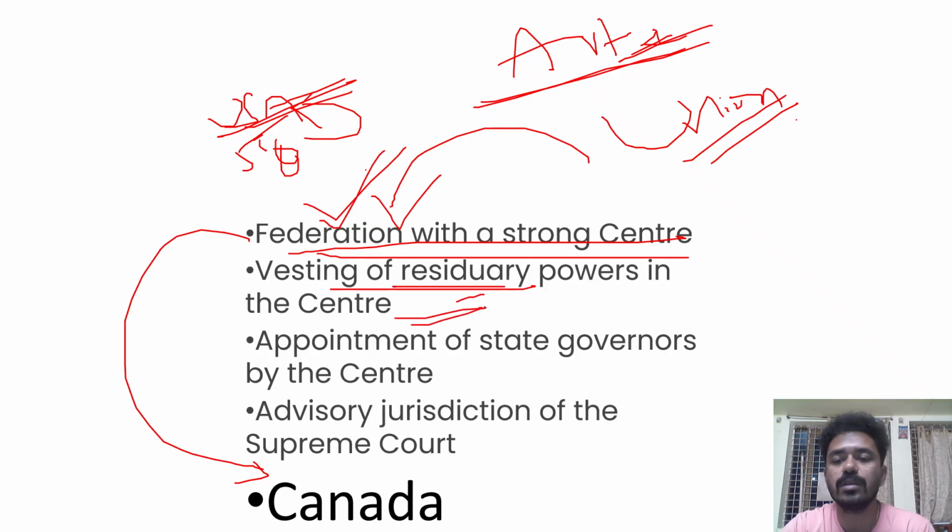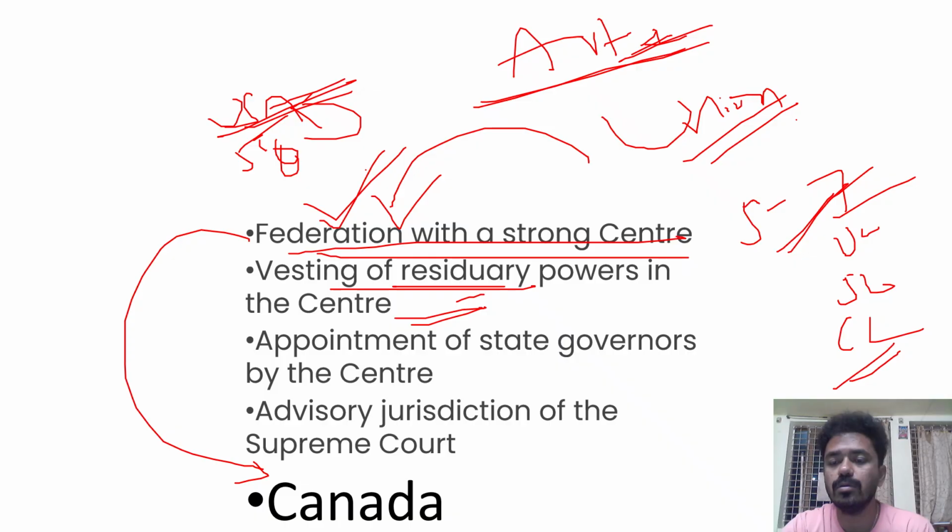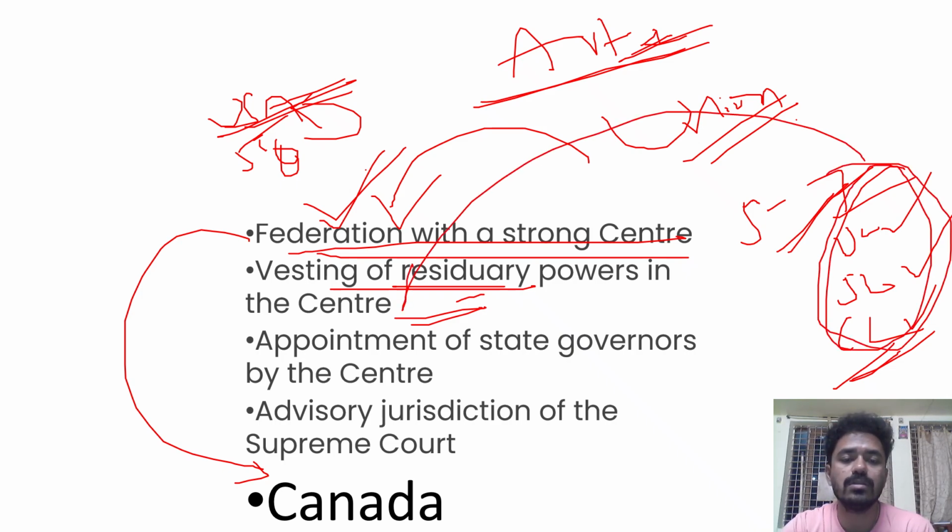You see, Schedule 7 is dealing with the union list, state list, and concurrent list. So there is a union list, a state list, and a concurrent list. Anything that comes out of these comes under the residuary powers. But these residuary powers are vested with the central government.